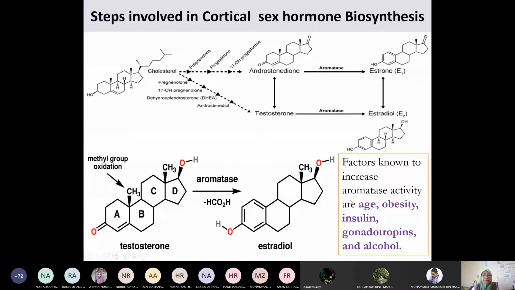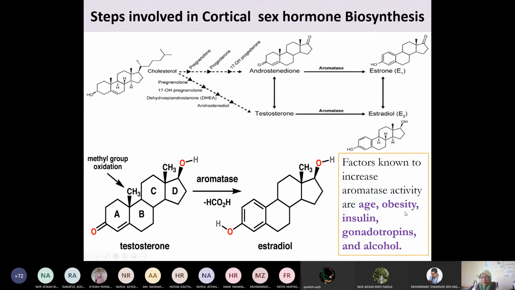Okay, my dear sisters and brothers, now I would like to talk about androgen biosynthesis. You can see that androstenedione and DHEA are formed, and androstenedione and testosterone form, right? These are reversible. Androstenedione provides estrone formation by the enzyme aromatase. Similar things happen to testosterone: testosterone provides E2 by the enzyme aromatase.